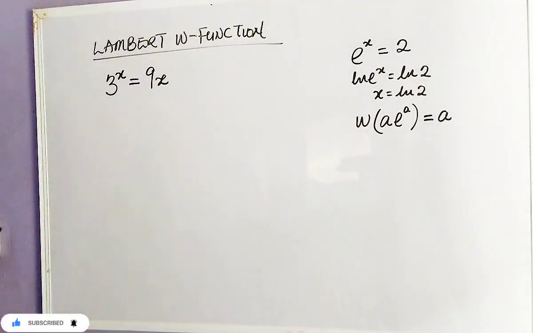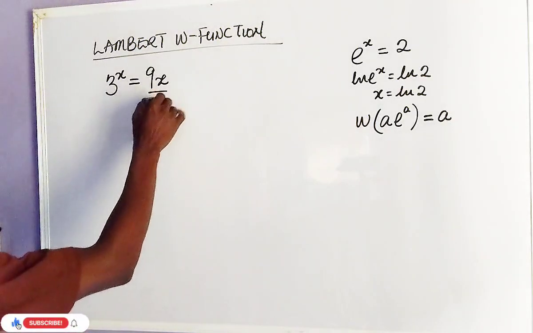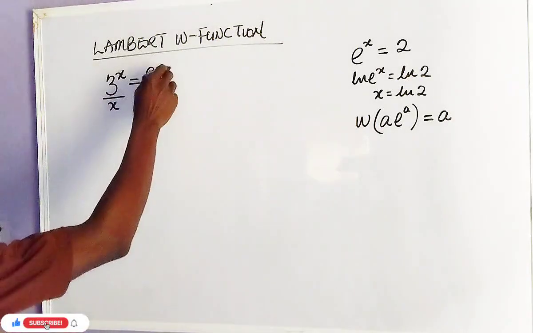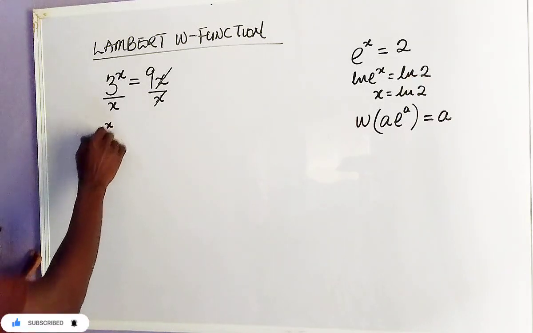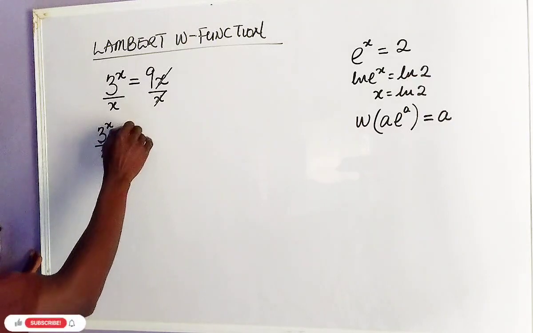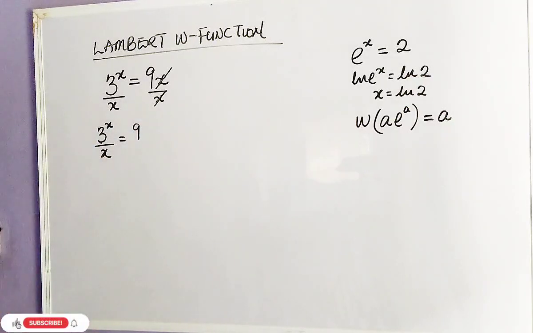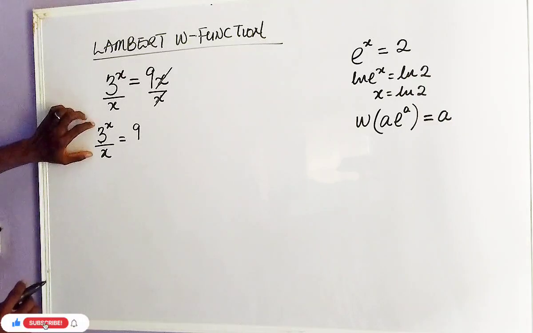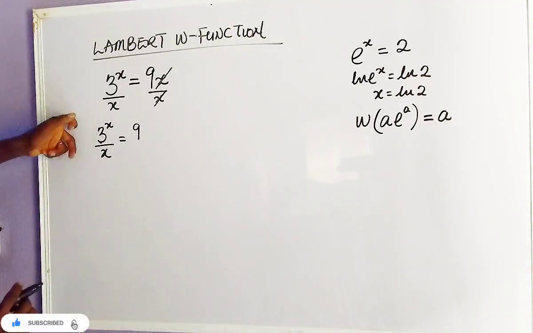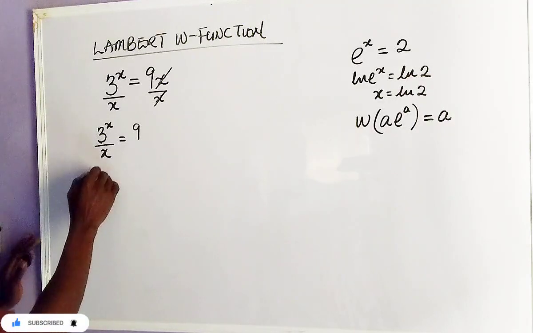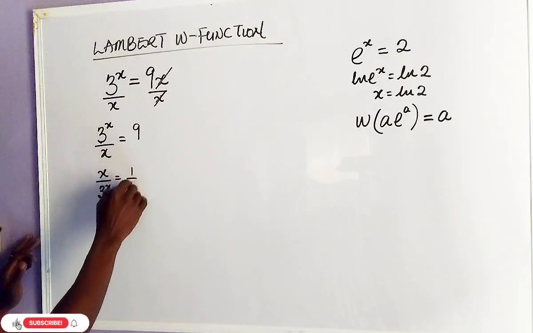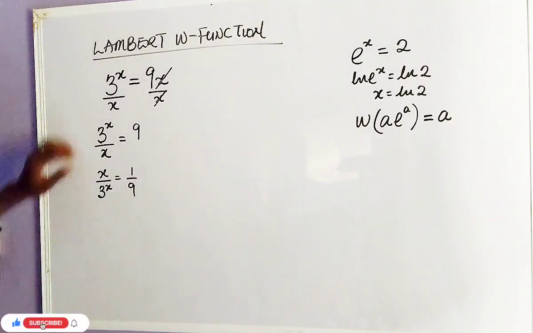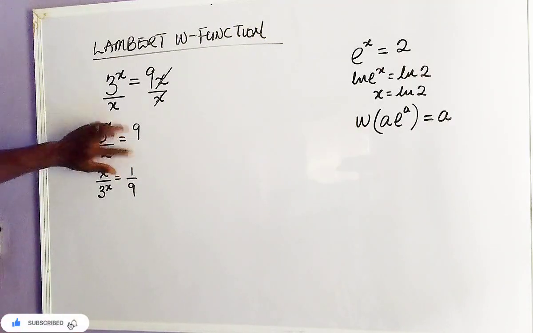First of all, let's divide the equation by x. We end up having 3 raised to the power of x all over x equals 9. Now let us find the inverse, or the reciprocal here. We end up having x all over 3 to the x equals 1 all over 9. What I just did was find the reciprocal, just turn it upside down.